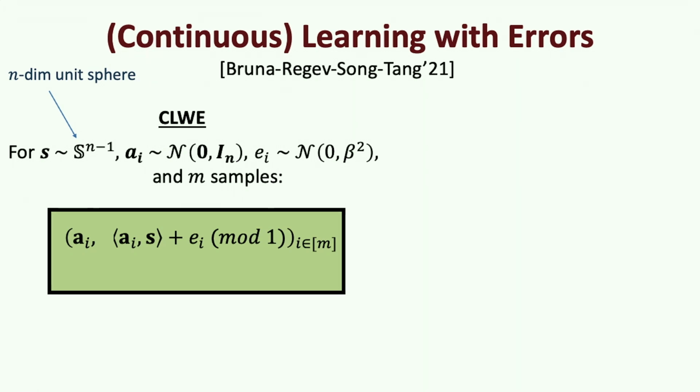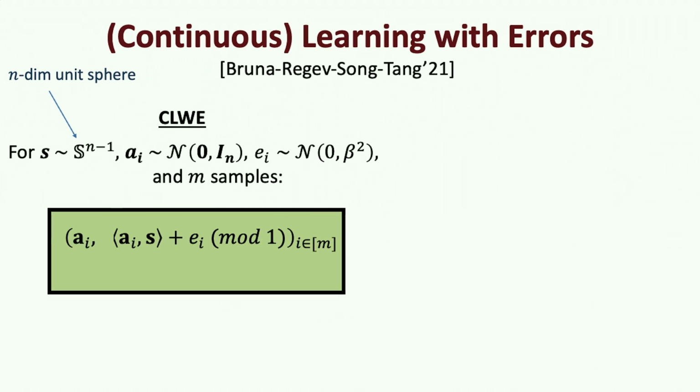I picked my secret uniformly from the unit norm sphere. I give you noisy linear equations: a_i inner product s plus an error. The error kills the least significant bits, in a sense, as before. Then I'm going to give you these equations mod 1.